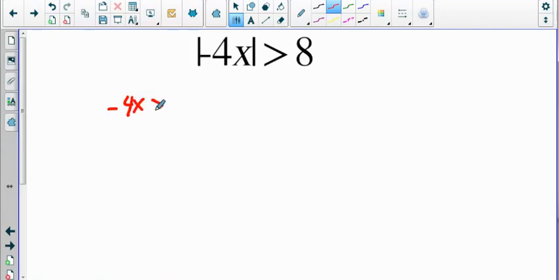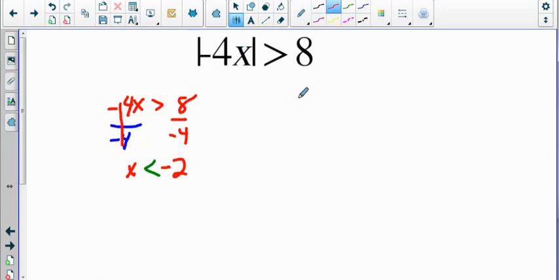Negative 4x is greater than 8. That's exactly what we see in there, right? How do we get that by itself? We divide by negative 4, right? Since I divided by a negative, you know what happens. We have to flip that inequality. All right. Divided that side by negative 4, which means I have to divide this side by negative 4. And that's x. 8 divided by 4 is 2. 8 divided by negative 4 is negative 2.